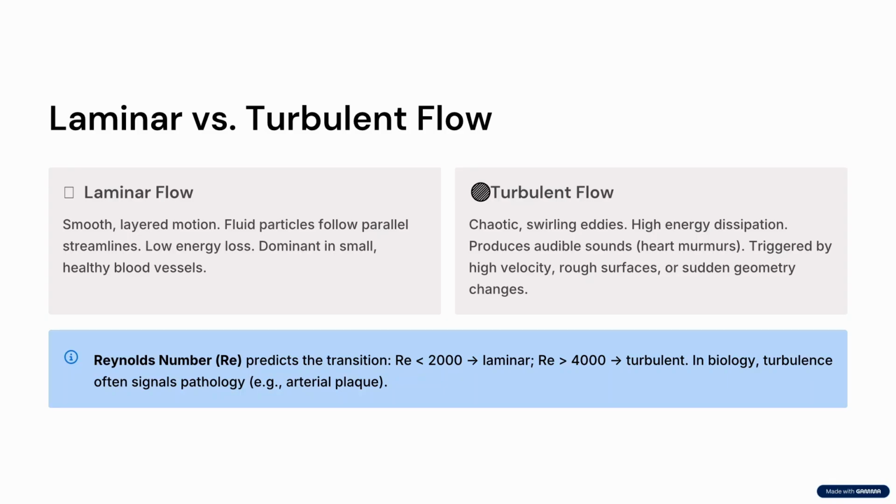Right. But if the speed increases and pushes that number past 4,000, the fluid completely breaks apart into turbulence. It's a mathematical tipping point. It is. In biological systems, crossing that threshold into turbulence almost always signals pathology, whether it's an obstructed artery, a failing heart valve, or a dangerous aneurysm.